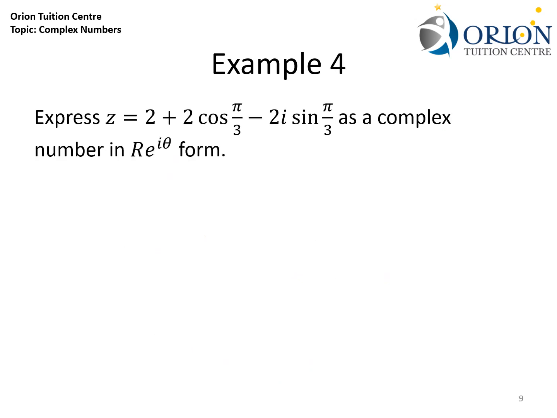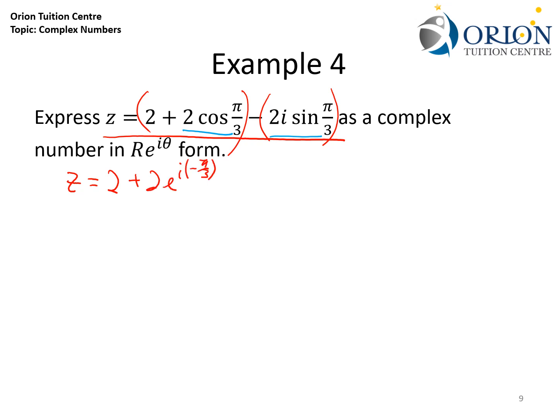In example 4, we need to express this expression over here as a complex number in the form of r e^(i theta). This is actually in the form of x plus yi, where x is this and yi is this. So the first thing to do is to change our cosine term and sine term into the Euler form, which gives us z equals 2 plus 2e^(-i pi/3). Let's factorize out the 2, and we'll get 1 plus e^(-i pi/3).